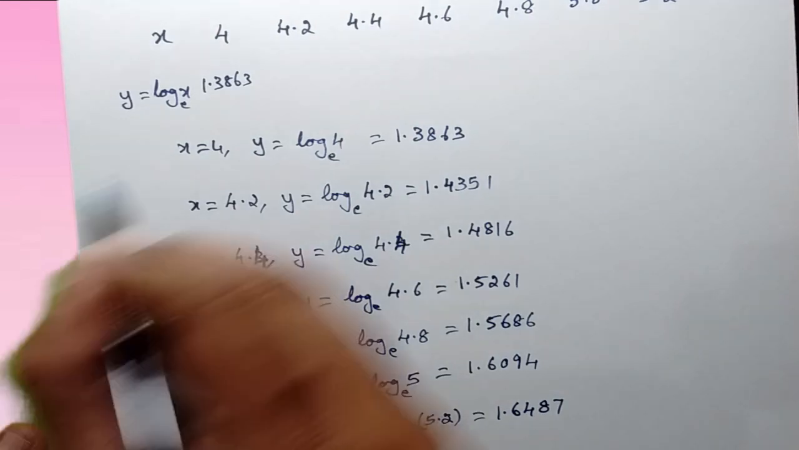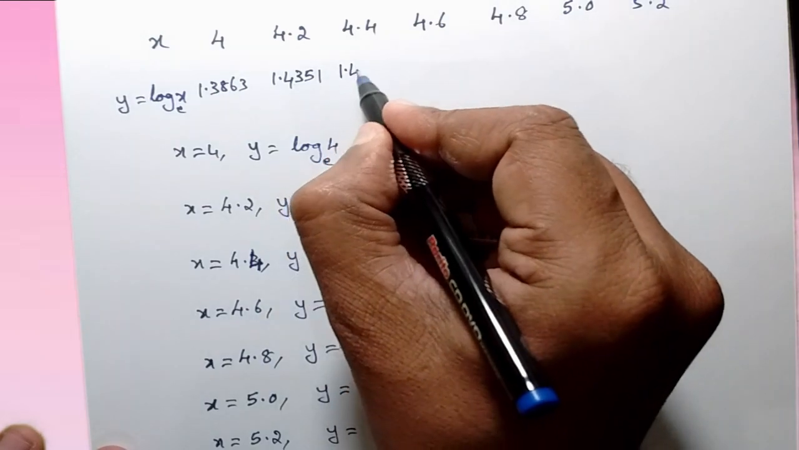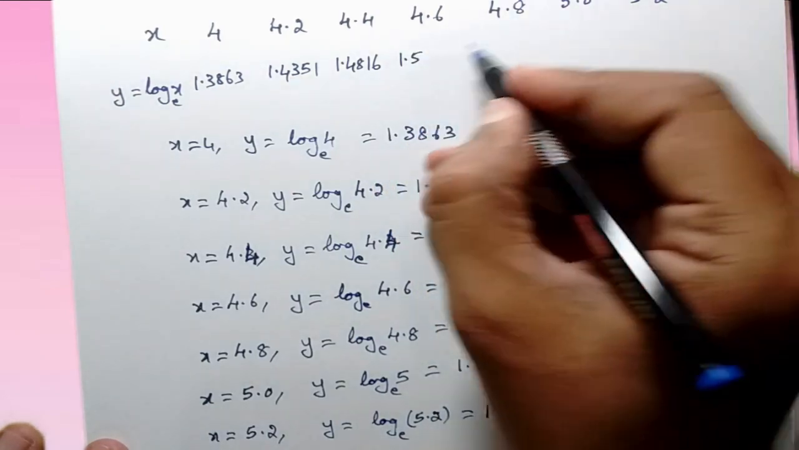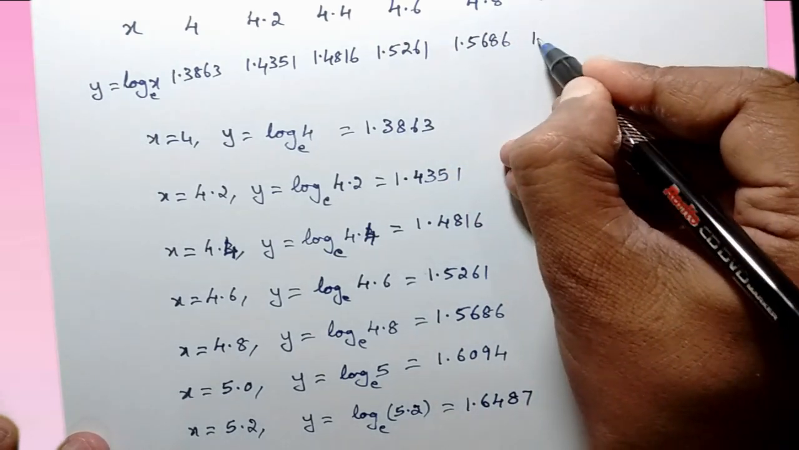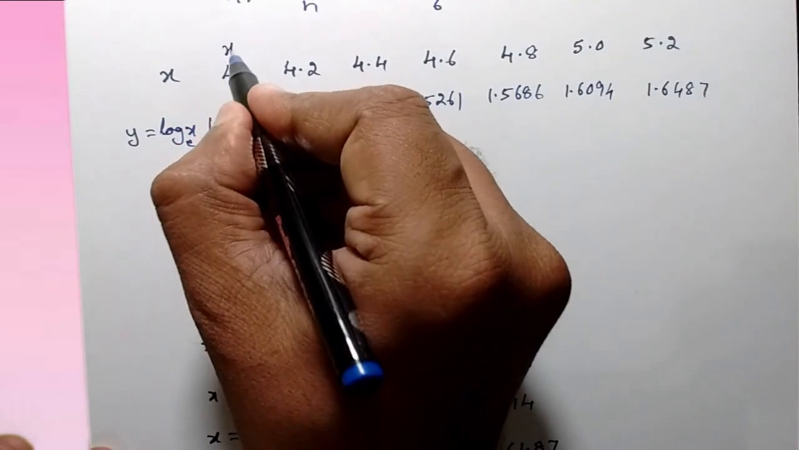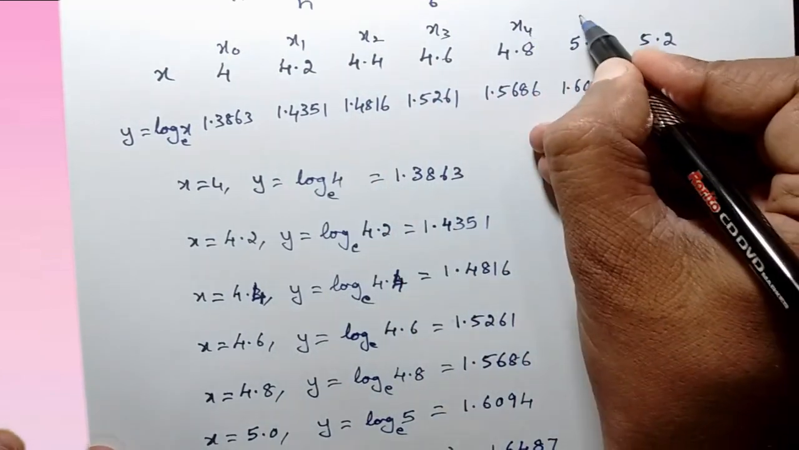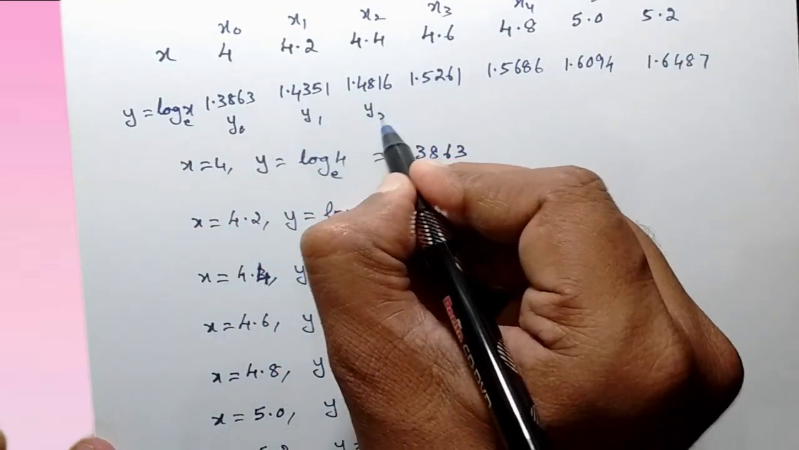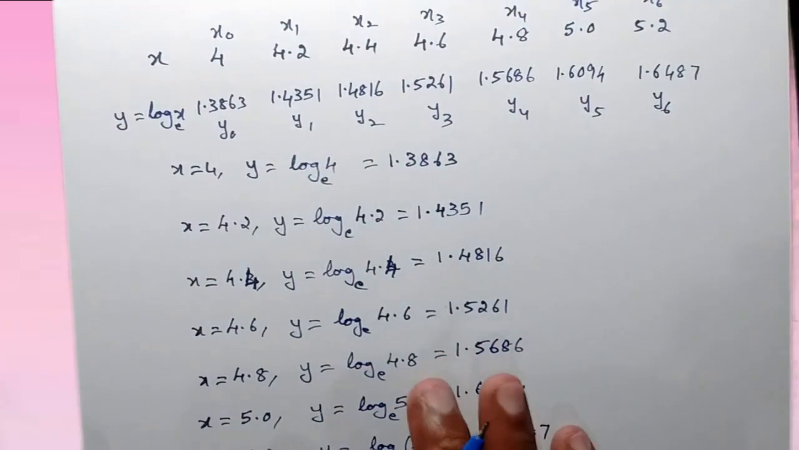1.3863, then 1.4351, 1.4816, 1.5261, 1.5686, 1.6094, 1.6487. So these are the corresponding values of x0, x1, x2, x3, x4, x5 and x6. The y values are y0, y1, y2, y3, y4, y5 and y6. So that's the table of values you have.